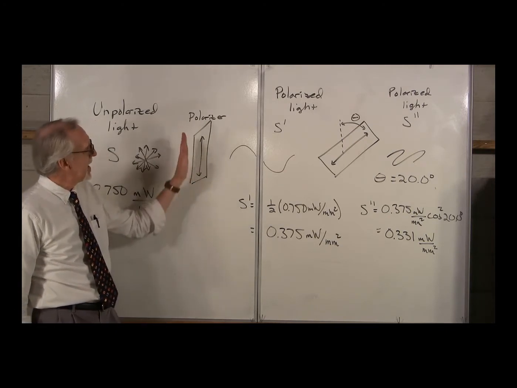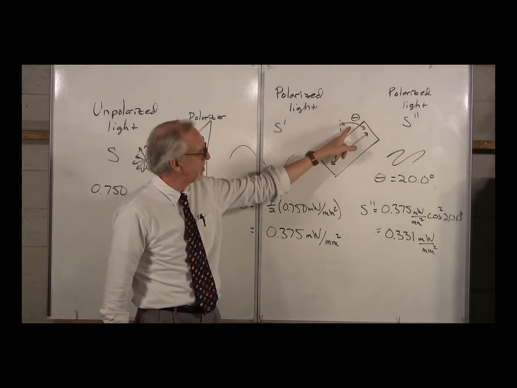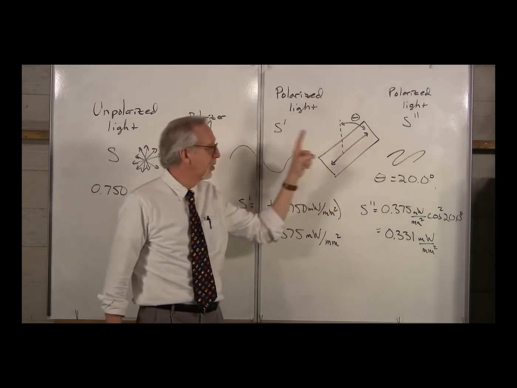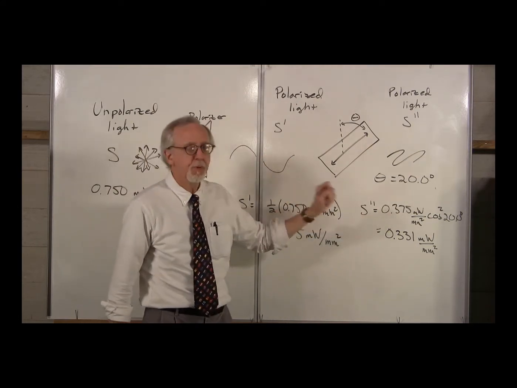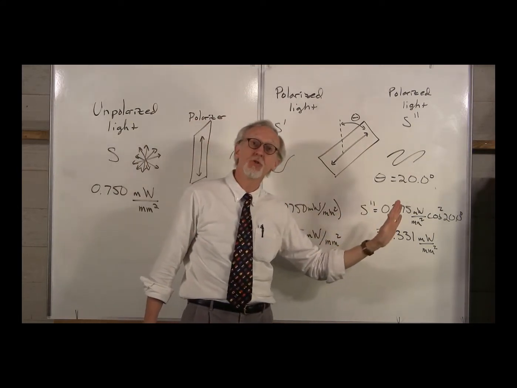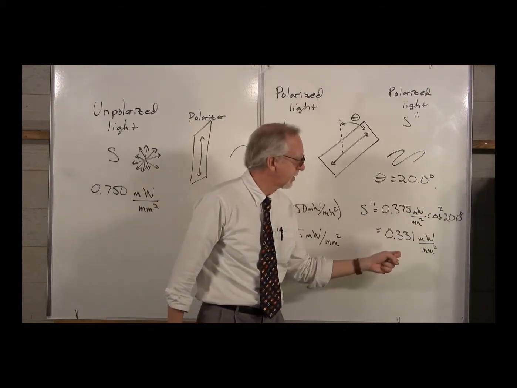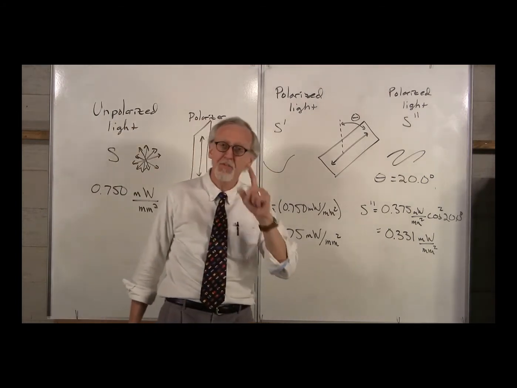Now let's send that polarized light through a second polarizer, and let's imagine that the second polarizer is tilted at an angle of 20 degrees to our first polarizer. How much light makes it through? Well, we know S double prime equals S prime cos squared theta, or 0.375 times cos squared 20 degrees, 0.331 milliwatts per millimeter squared. Very good.